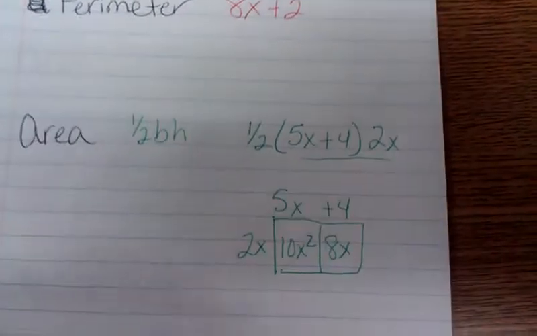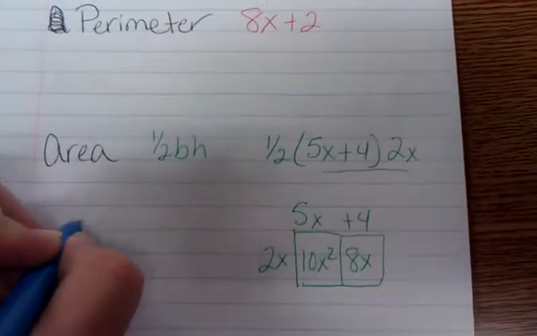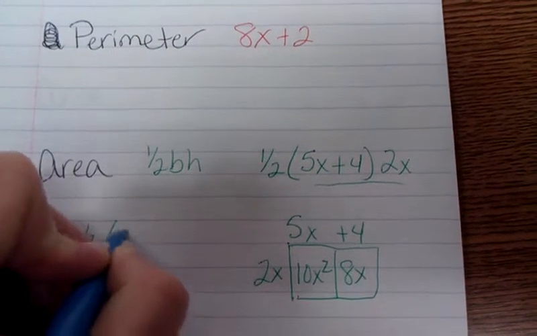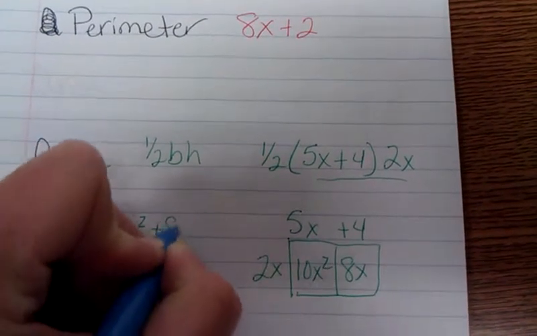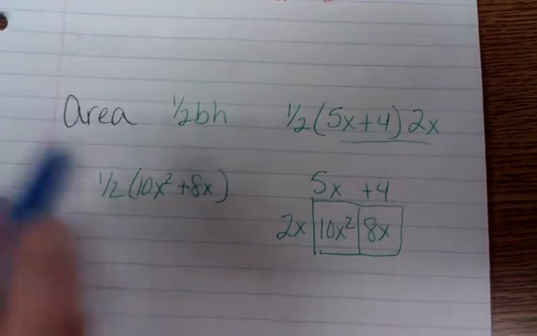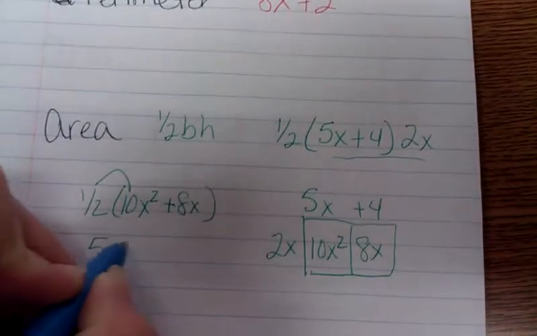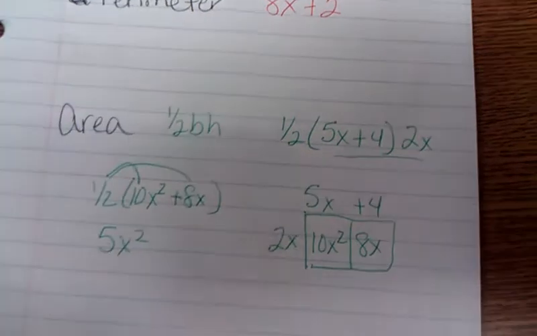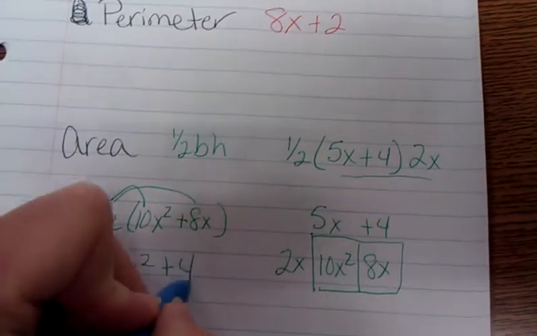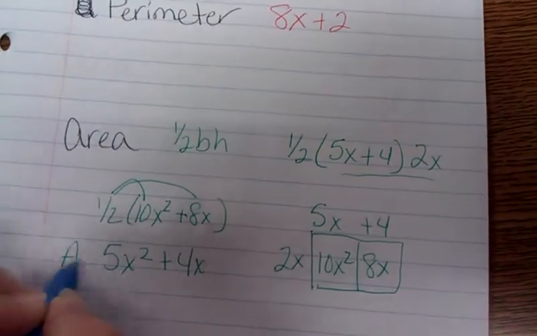Don't forget about the 1/2. So I'm going to write it over here. I've got 1/2 times 10x squared plus 8x. Well, 1/2 times 10, that's 5x squared. 1/2 times 8 is 4x. There's your area.